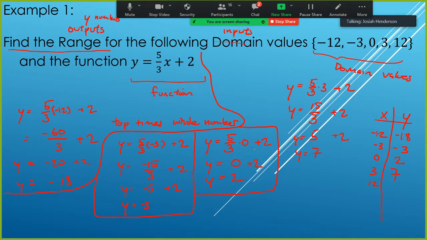Let's finish it up. We're going to plug in a positive 12. Okay, so we did 5 times 12 earlier. It's 60. 5 times 12 is 60. And then we also found that 60 divided by 3 is 20. But it's not negative, right? It's positive this time. 20 plus 2 is 22.